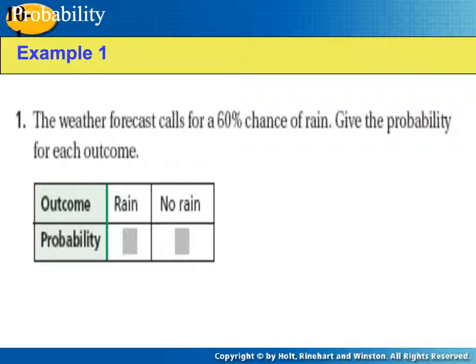The weather forecast calls for a 60% chance of rain. So what is the probability that it's going to rain? 60%. Why? Because the forecaster said so. Then, if it's going to rain or not rain, those are the two possibilities. If there's a 60% chance of rain, then there's a 40% chance of no rain. Why? Because both of these added together need to equal 100%. Just like I said before, probability needs to add up to 1 or 100%.